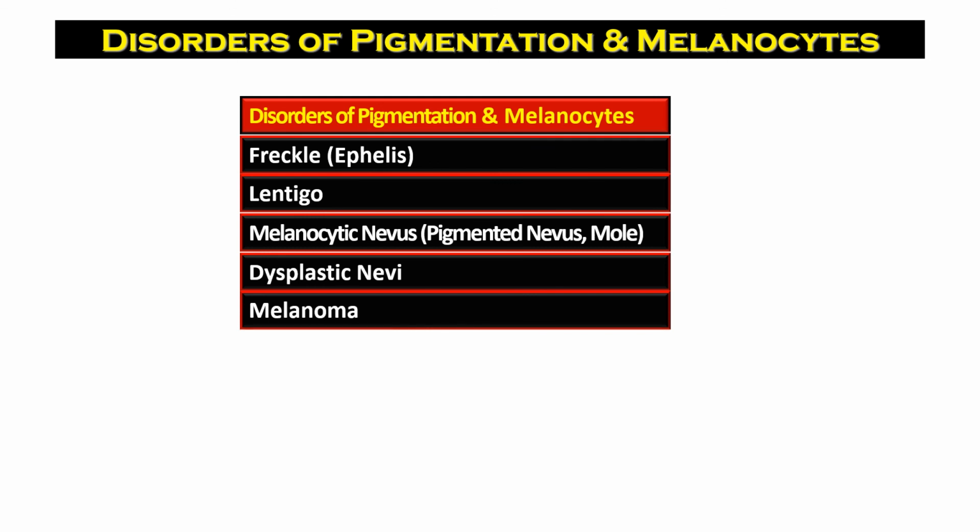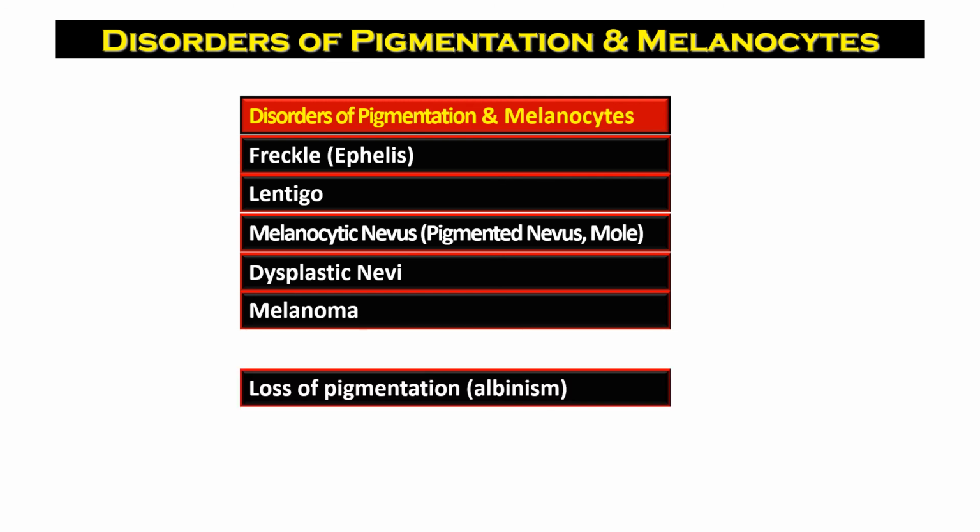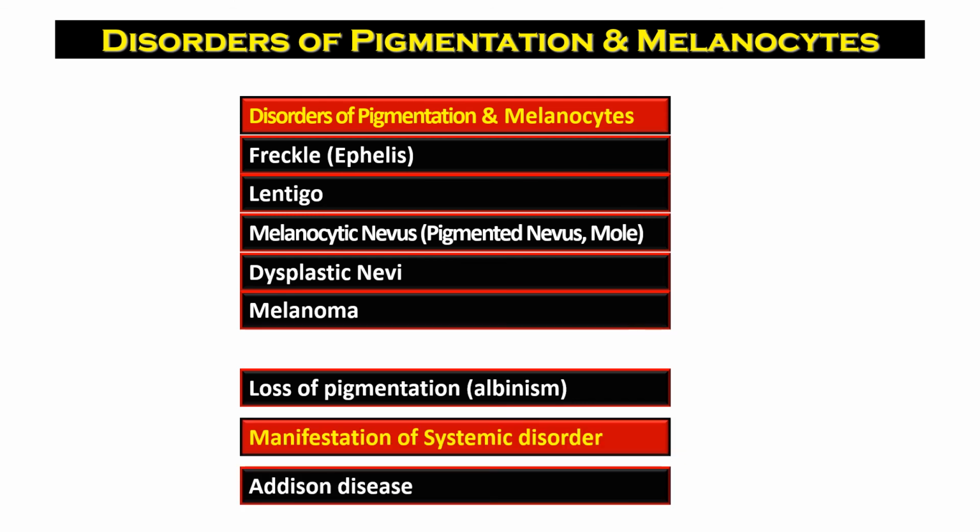The disorders of pigmentation and melanocytes can be studied under certain heads, and these are freckles or ephelides, lentigo, melanocytic nevus, that is also termed pigmented nevus and mole, then dysplastic nevi, and melanoma. Then there is a condition associated with loss of pigmentation, and that is termed albinism. The disorders of pigmentation can occur as a manifestation of a systemic disorder, and one example is Addison's disease.